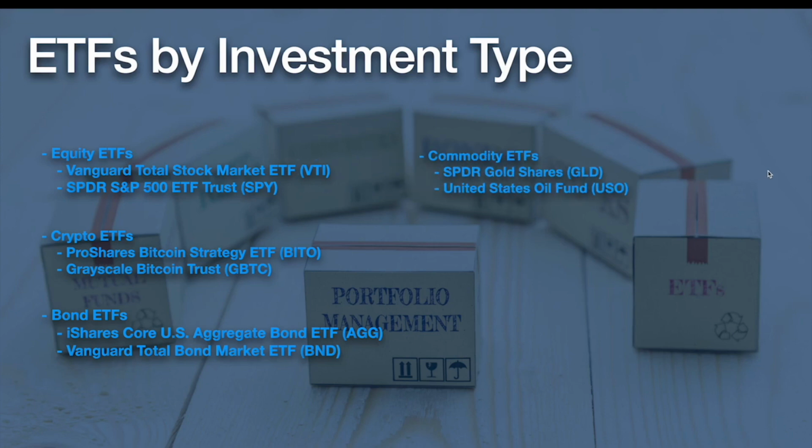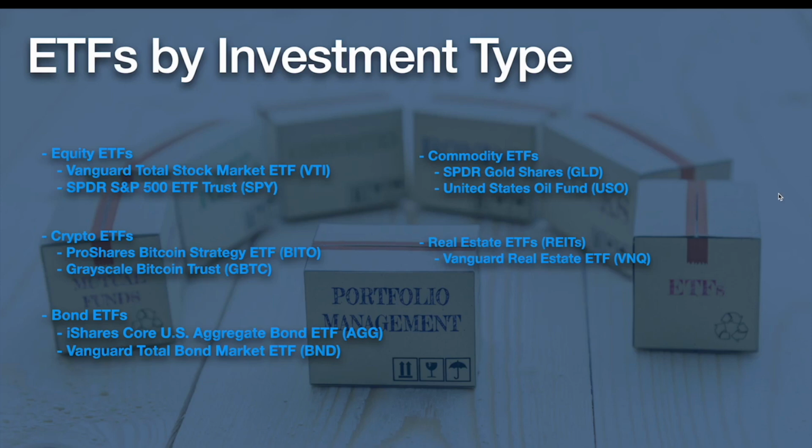Okay, next, commodity ETFs. Commodity ETFs provide exposure to physical commodities like gold, silver, oil, and agricultural goods. These ETFs can invest directly in physical commodities or in futures contracts. Commodity ETFs are used for hedging against inflation, diversifying a portfolio, or speculating on price movements of commodities. Examples include the SPDR Gold Shares, GLD, and the United States Oil Fund, USO.